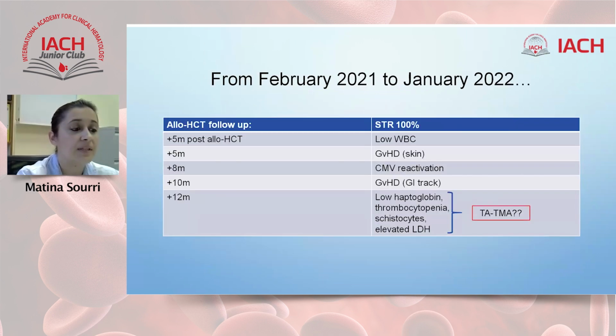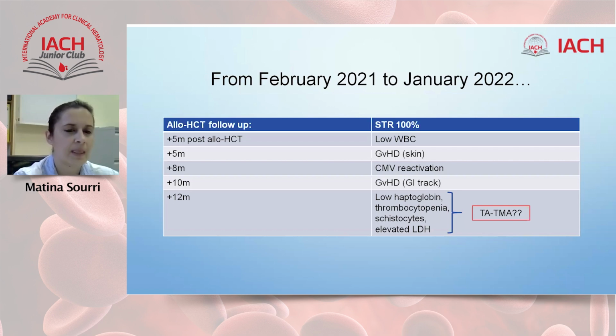So the allograft was administered successfully, and after engraftment, the patient was discharged. Her post-transplant follow-up commenced in our outpatient clinic of our hospital, and up until 5 months after HCT, she was doing okay. However, at around that time, like late June, early July 2021, she presented with low white blood cell count, and a few days later with a skin rash that proved to be skin GVHD through a biopsy that was performed.